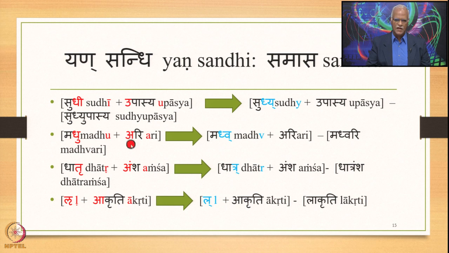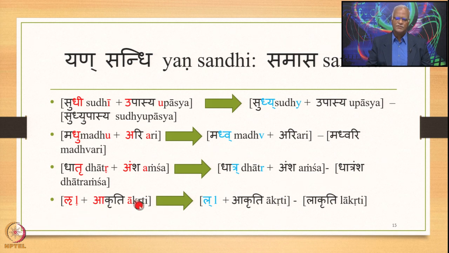Similarly, you have madhu plus ari. This is a samasa, or a compound, and so samhita is obligatory, and so you have u followed by a in the samhita mode, and so 6.1.77 applies, and the output generated is madhva plus ari, madhvari. Similarly, you have dhatru plus amsha, and this is a samasa, and so samhita is obligatory, and so you have ru followed by a in close proximity. So 6.1.77 applies, and the output generated is dhatra plus amsha, dhatramsha.